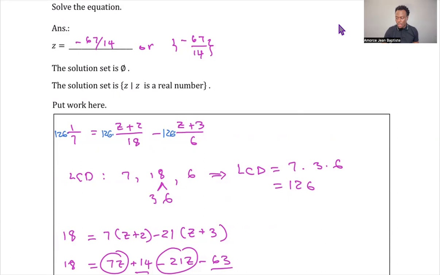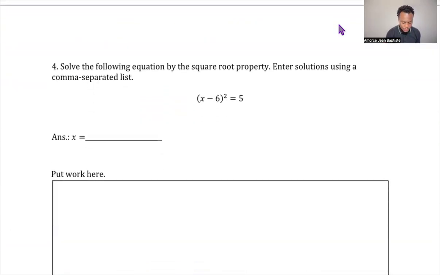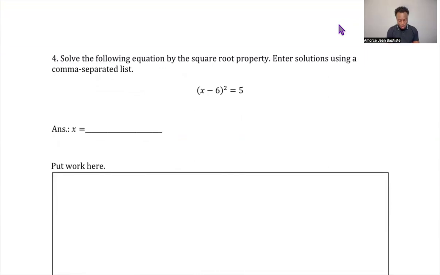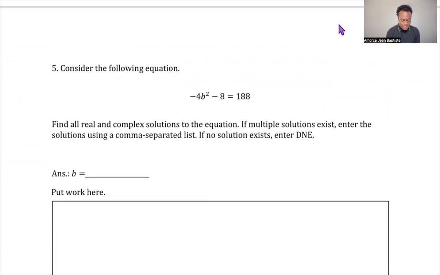Our next example here will be about using the square root property. But before we do example 4, I'm going to want to do example 5 with you because it's more simple than the other one. If you can do this one, then you will be able to do the next one.